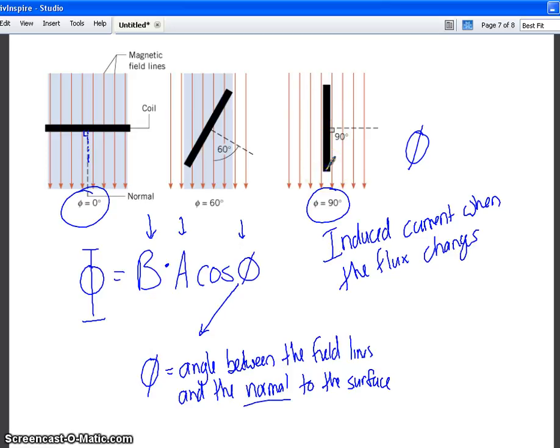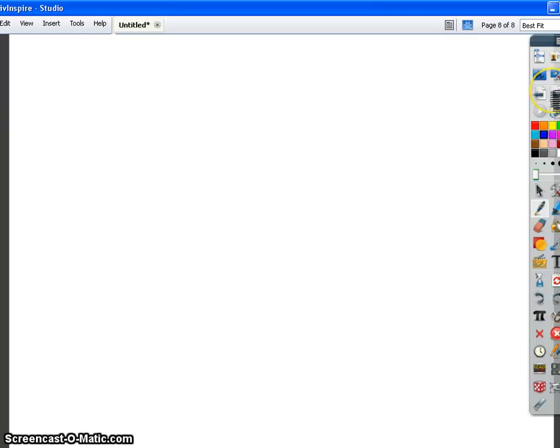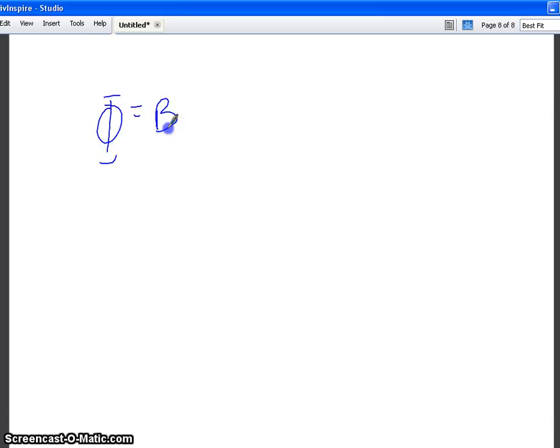Something a lot of students get confused about: they see an angle, and you have to make sure you're looking at the right angle, not the 90-degree right angle, but the correct angle. Okay, and so we have a formula for flux. Our formula for flux, we already went over this, equals BA cosine of the angle between them.